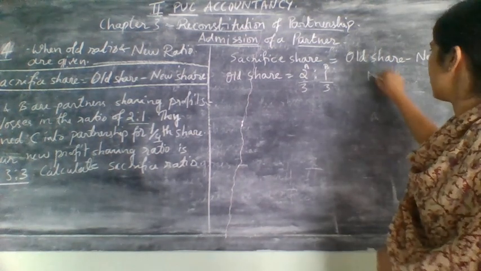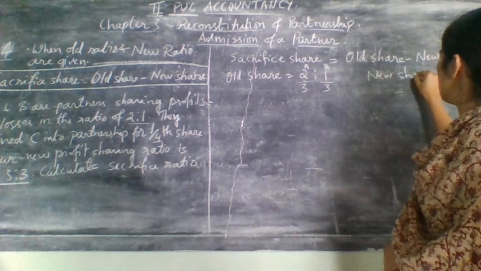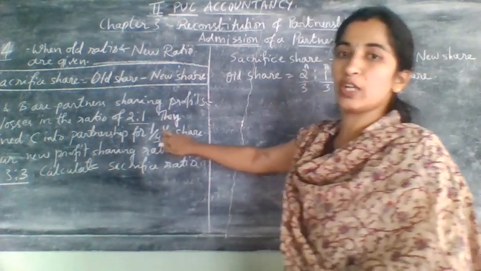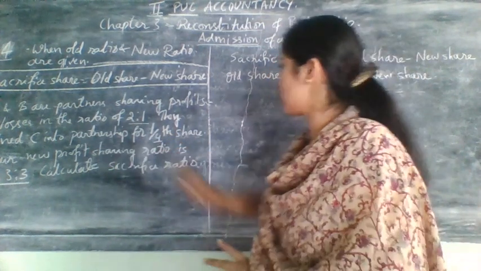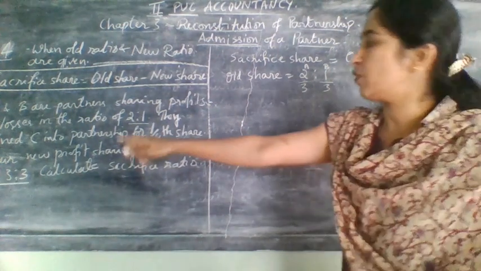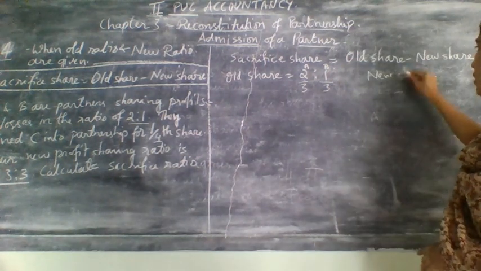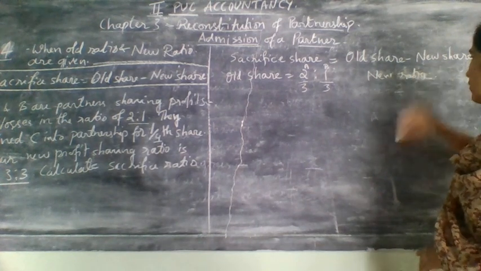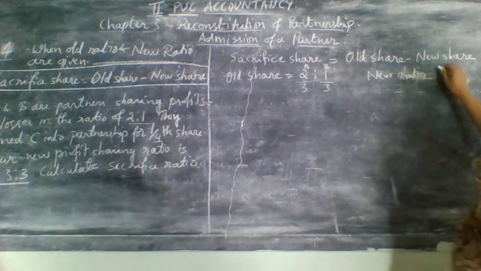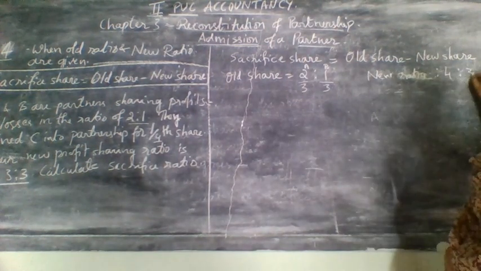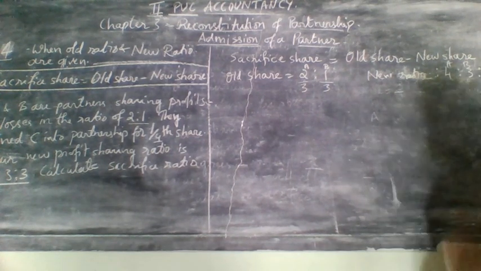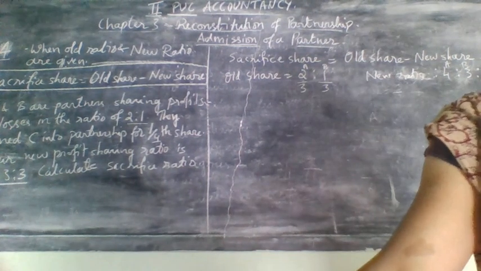Next, they gave what? New share. New share is how much? We don't want the new partner's share. We want the new ratio or new profit sharing ratio. So I'll write new ratio instead of new share. Don't get confused with that. New ratio, how much is it? 4:3:3. This is for A, B and C. Whatever we want, we got. Now let us do the problem.